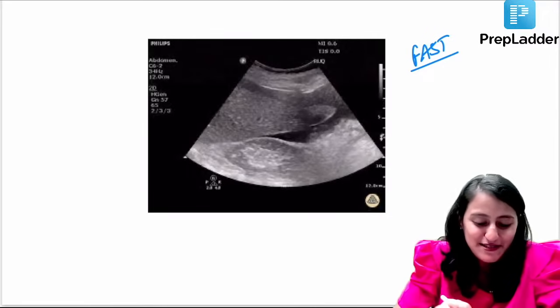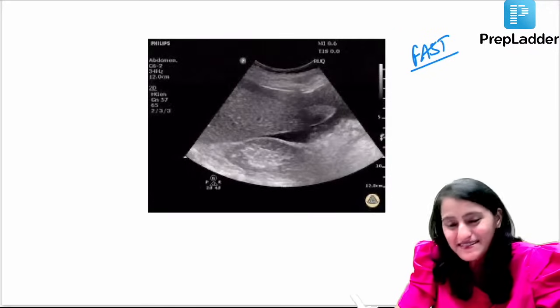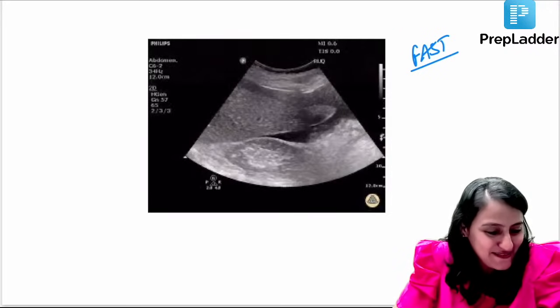This is FAST that is being done. Focused assessment with sonography in trauma. Dr. Devaki, good if you are getting that, right? Because this is something that we discuss time and again. This is very, very important.